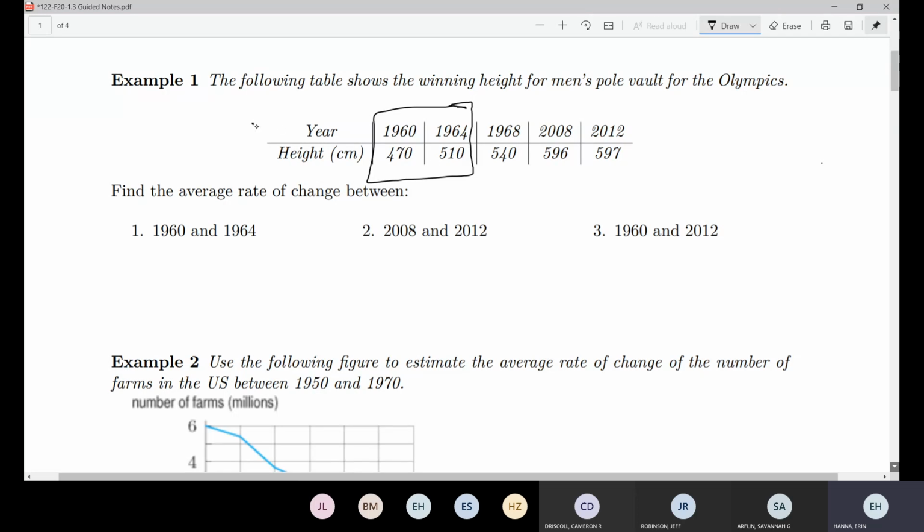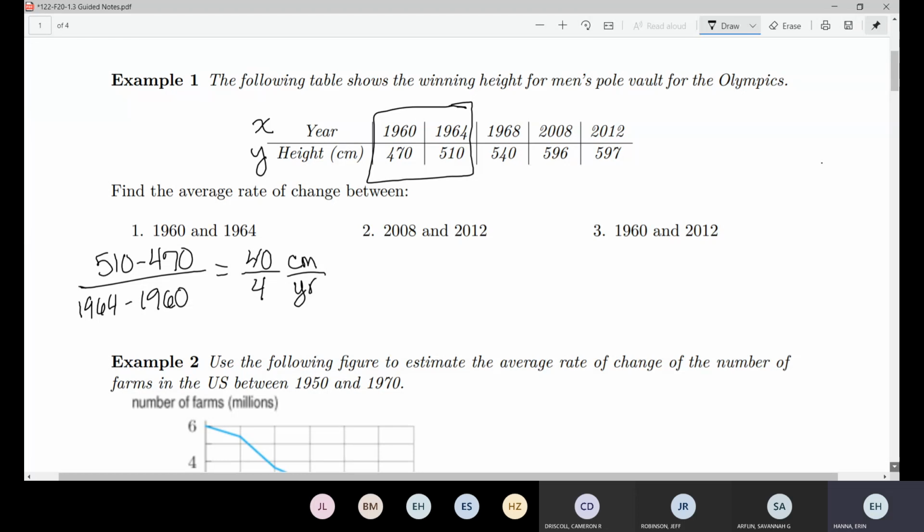So we're going to take these as our x's and these as our y's. Personal preference, I would put the 510 first. And then 1964 minus 1960. That reduces to 40 over 4. Can someone tell me what the units of that are? Centimeters per year, whatever the units of the y are, divided by the units of the x. So centimeters per year.